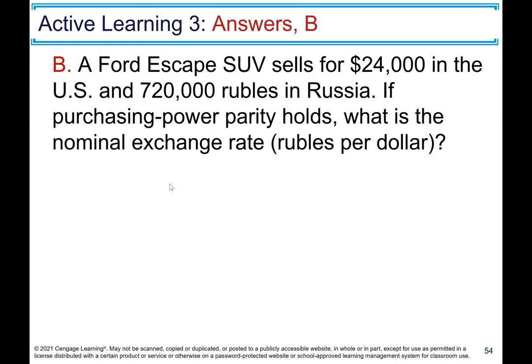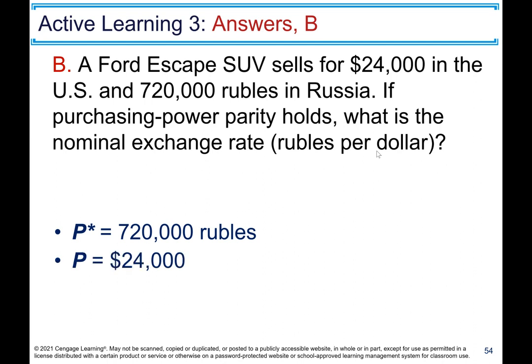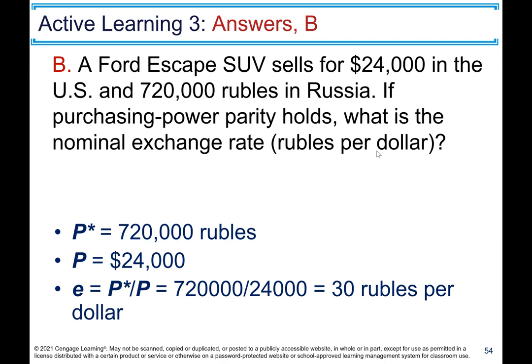Answers to B. A Ford Escape SUV sells for $24,000 in the United States and 720,000 rubles in Russia. If purchasing power parity holds, what is the nominal exchange rate in rubles per dollar? P star is 720,000 rubles. P is $24,000. E is P star over P, which is 720,000 over 24,000, equal to 30 rubles per dollar.